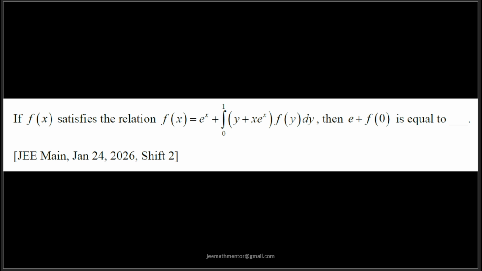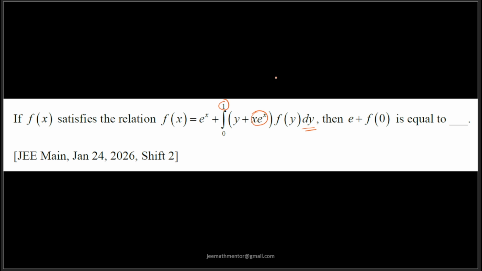Now observe carefully that the integration variable here is y. But the upper limit is a constant here. So this integral does not depend on x through the limits. All the x dependence is basically coming from the term x e to the power x. This is the first important observation to make.